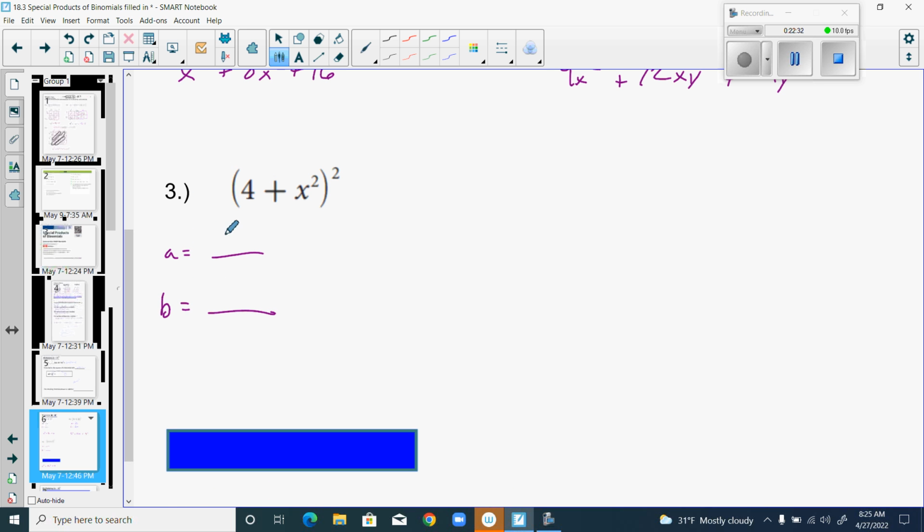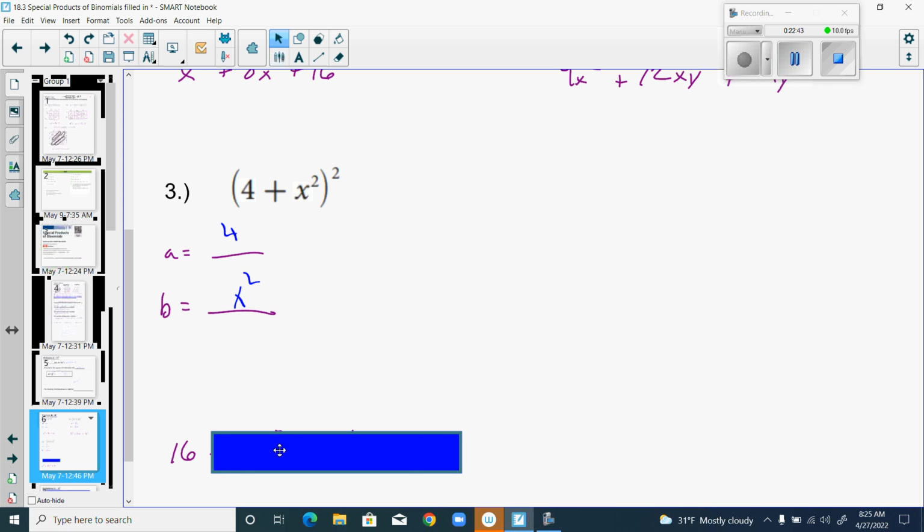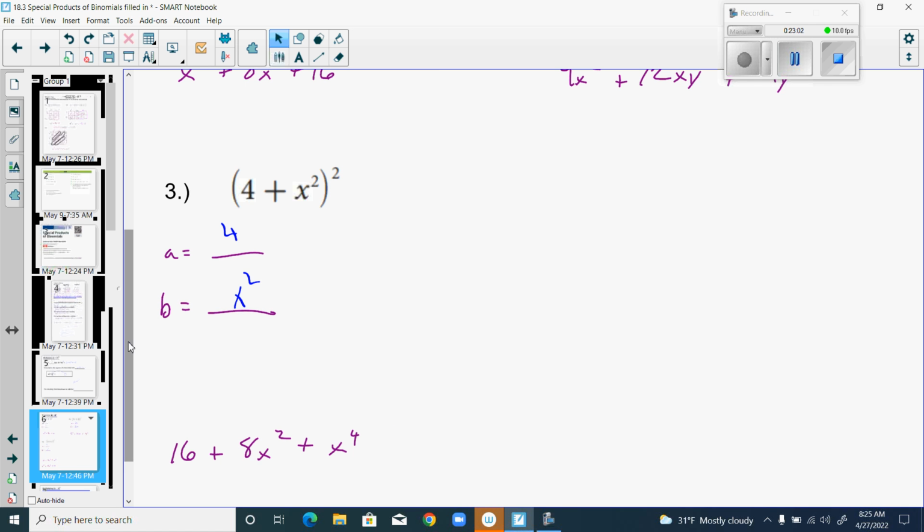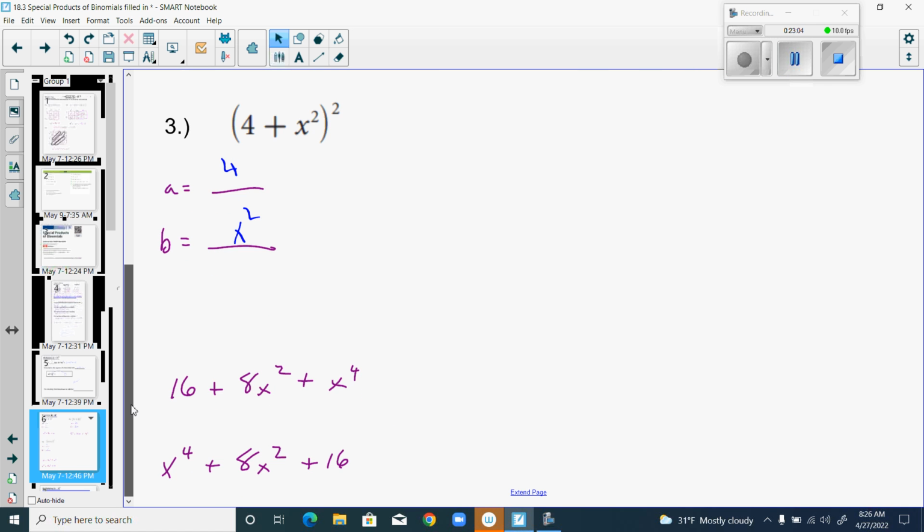So first term is the square of the first term, so 4 squared is 16. Then for my middle term, 2 times 4 times x squared. 2 times 4 is 8, times x squared is 8x squared. And for my last term, I take x squared in parentheses and square that, which gives me x to the 4th. Exponent rules we wrote earlier. The only thing I did here is rewrite that in standard form, just as a reminder. Remember, we write the highest exponent first. Not asked of you here, just bringing that back to life.